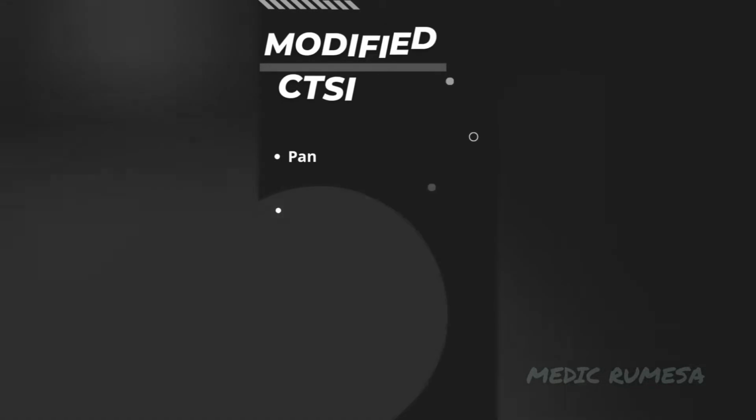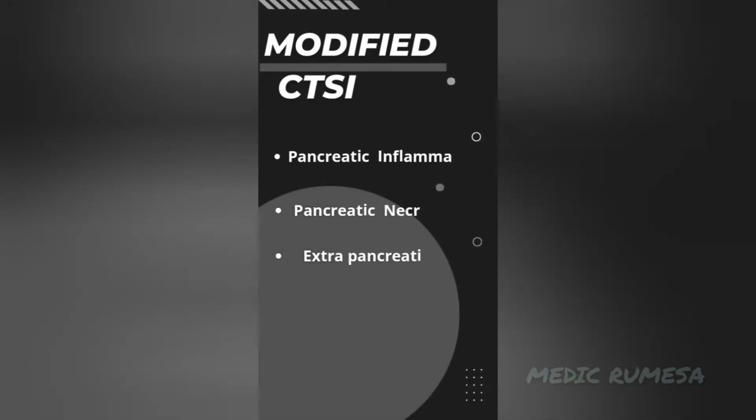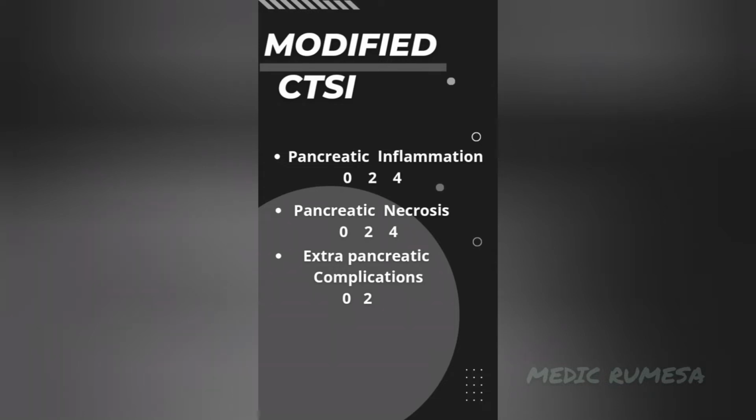Assalamu alaikum. Today's topic is pancreatitis and the modified CT severity index. The CTSI scoring is based upon three criteria: pancreatic inflammation, pancreatic necrosis, and extrapancreatic complications. And each of these features has been assigned an even number from 0 to 4, as you can see.